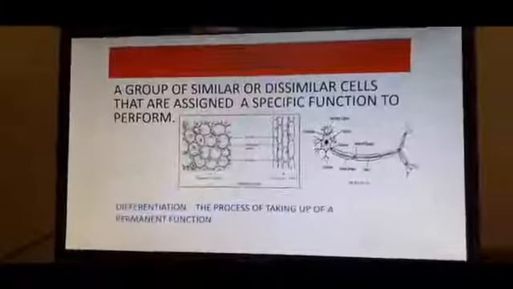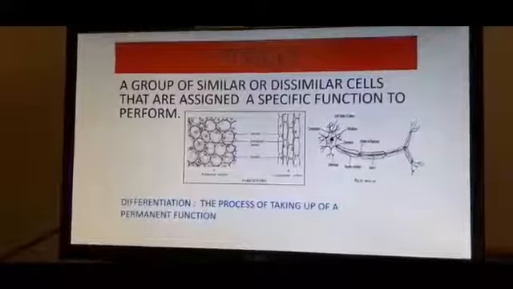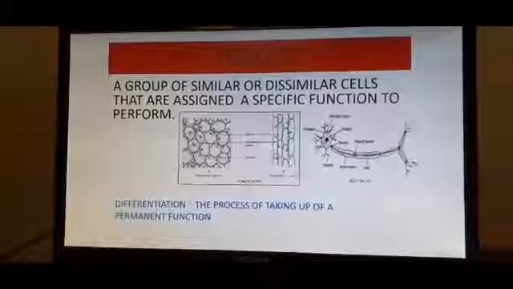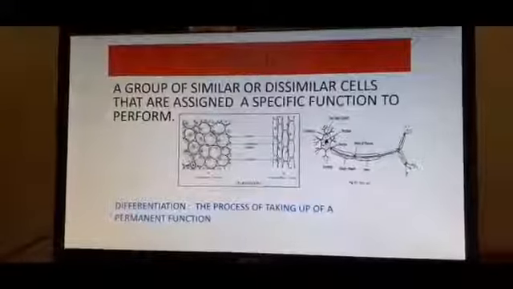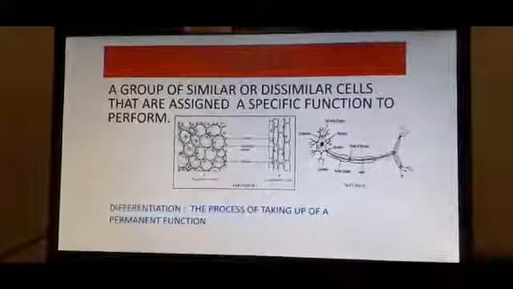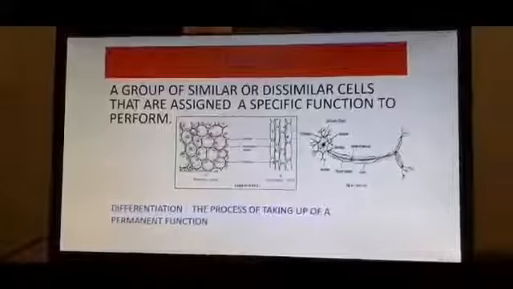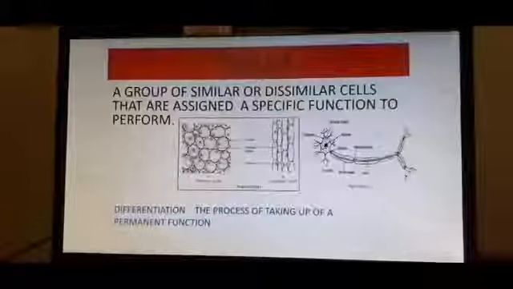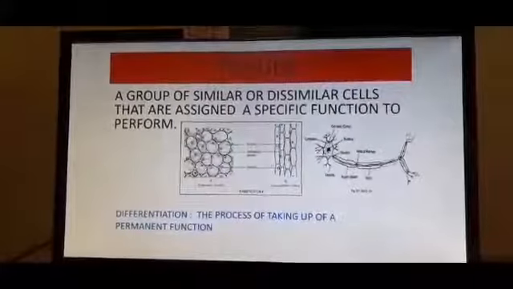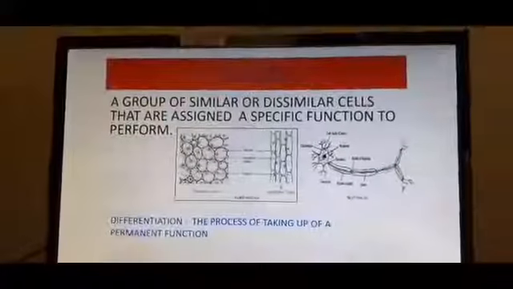So what are tissues? A group of similar or dissimilar cells that are assigned a specific function to perform. Now then, where do we find these tissues? In the higher multicellular organisms. Now when I say multicellular organisms, I include all the life forms, that is both plants and animals. Then, will the tissues be similar in both plants and animals? Will there be any difference? Definitely. Why does the difference come? The difference comes due to various characteristic features. Now let us discuss the differences between plants and animals, and that leads to the various types of tissues in plants and animals.